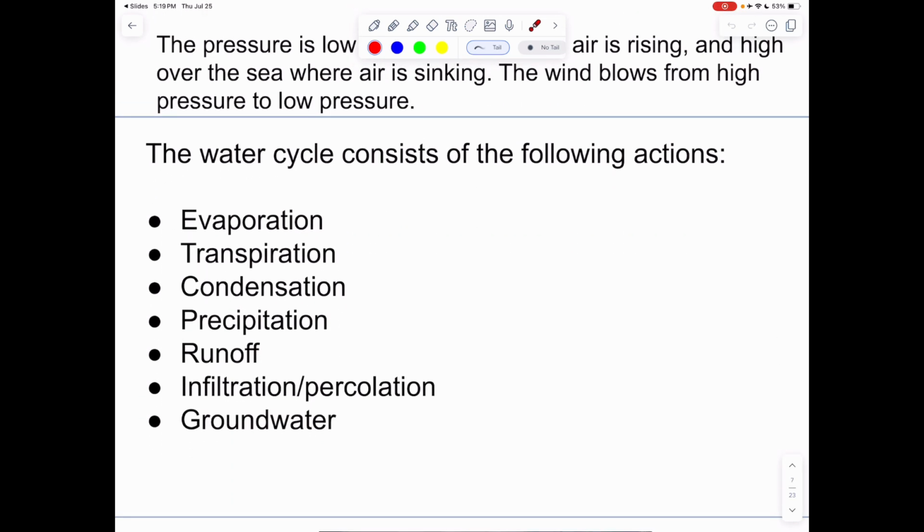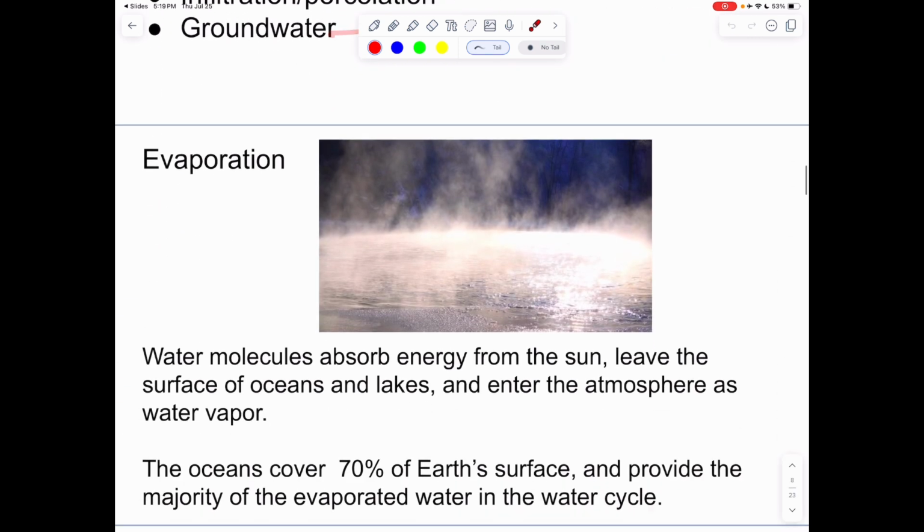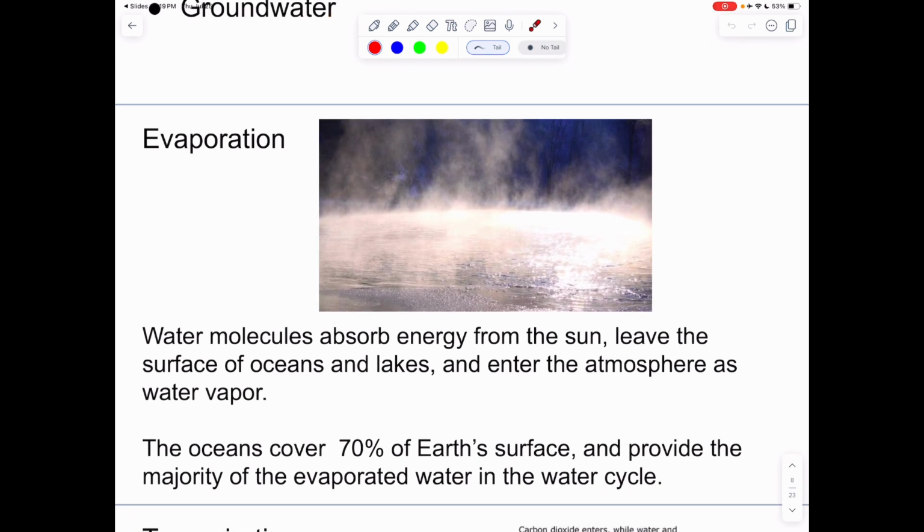All right, we have 1, 2, 3, 4, 5, 6, 7 steps of our water cycle. So here we go. Evaporation, you know this. This is when water molecules absorb energy, most importantly, from the sun. And they're going to leave both the oceans, they're going to leave lakes, and they're going to enter the atmosphere. Ocean covers 70% of the Earth's surface, so there's a lot of room for evaporated water that happens.